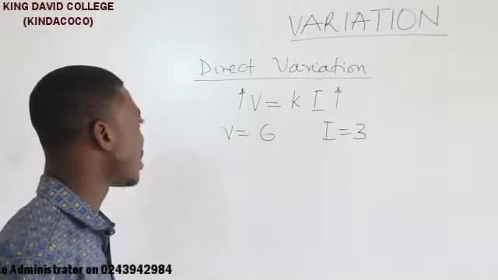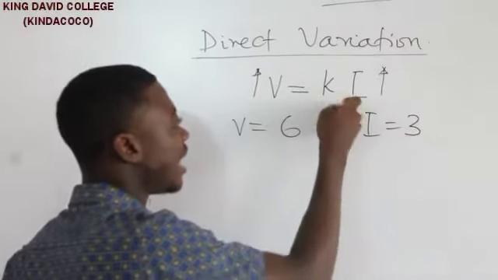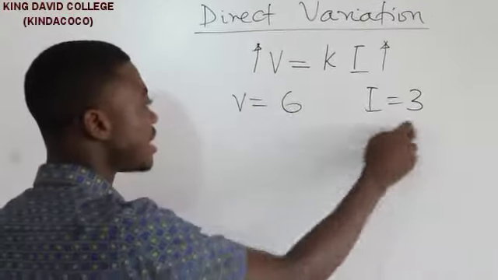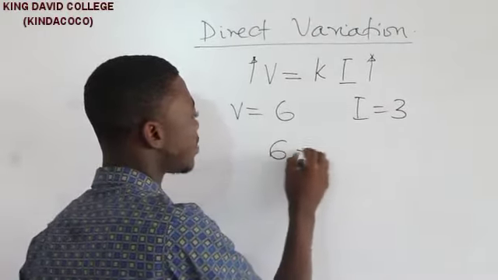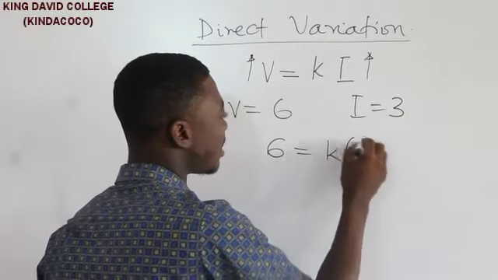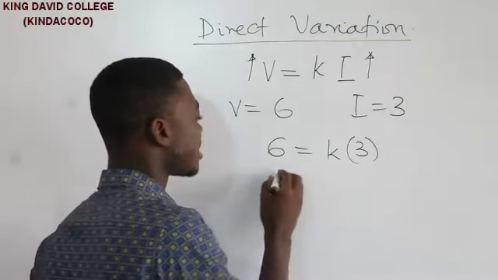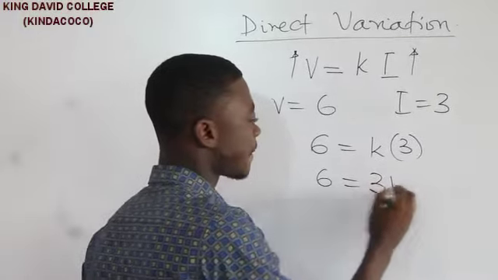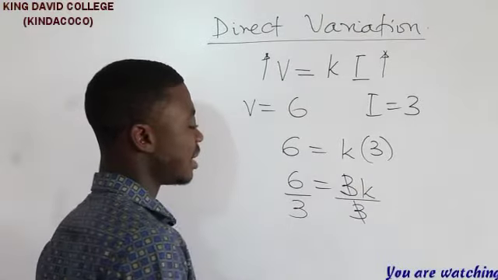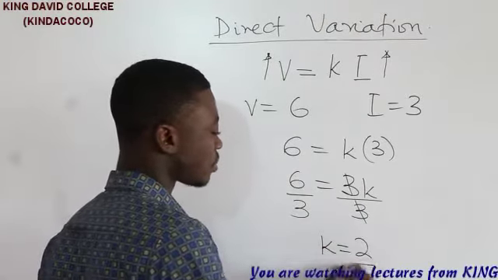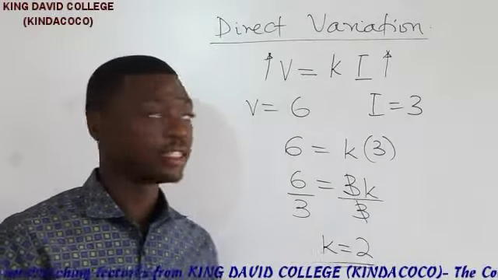When you have this, what it means is that the moment that you set V as 6, the value for I should be what? 3. So when we put this statement into our variation formula, we would have 6 is equal to K times 3. So in other words, 6 is equal to 3K. So then you divide by 3 on both sides, and K is actually 2. Are you okay? So we got our constant of proportionality due to this statement.